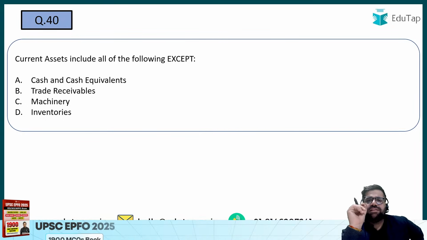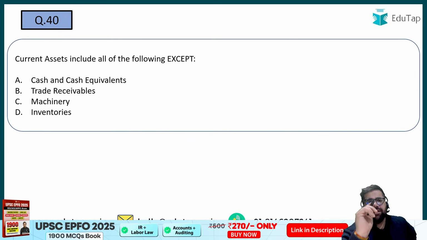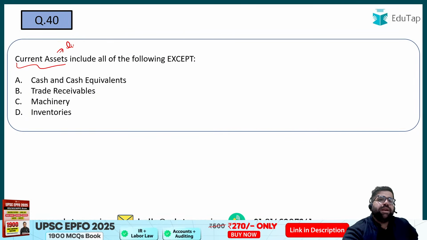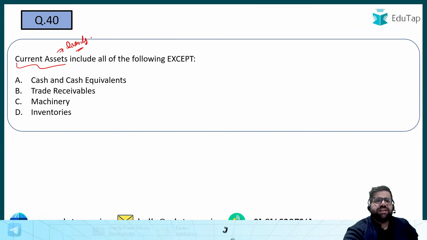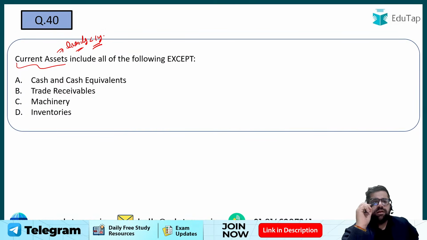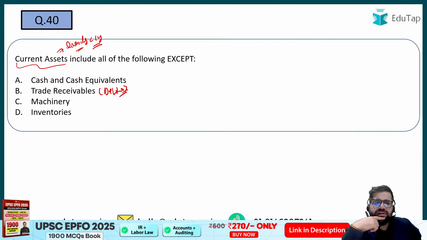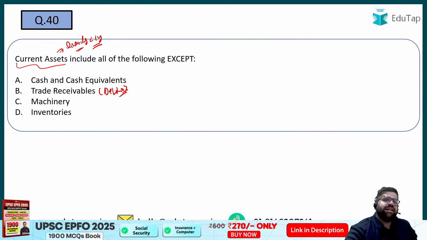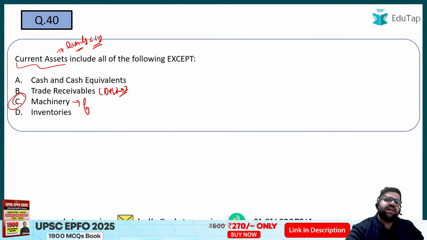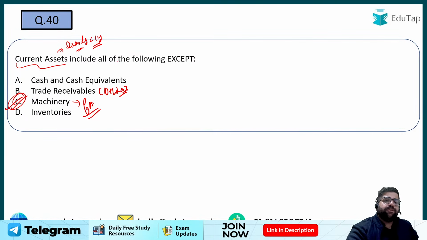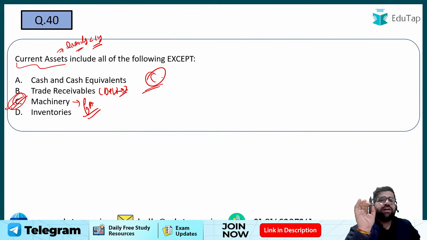Current asset includes everything following except current assets are basically those assets which you can liquidate or which you will be using in less than 1 year. Cash and cash equivalents, yes, this is a current asset. Trade receivable, basically your debtors are again your current assets. Machinery and inventories. Machinery is not your current asset, it's a fixed asset or a non-current asset. The correct answer over here will be option number C. Inventories are your current asset.